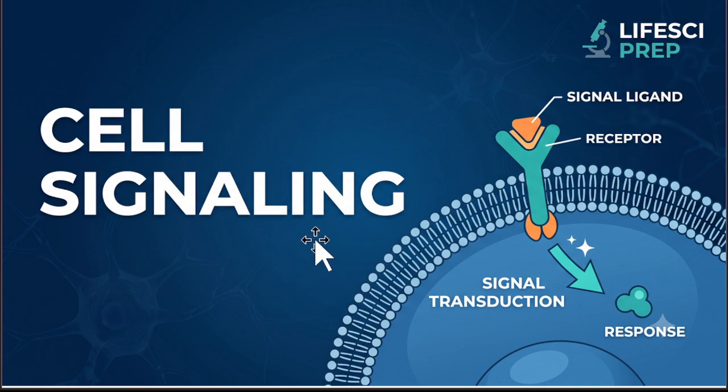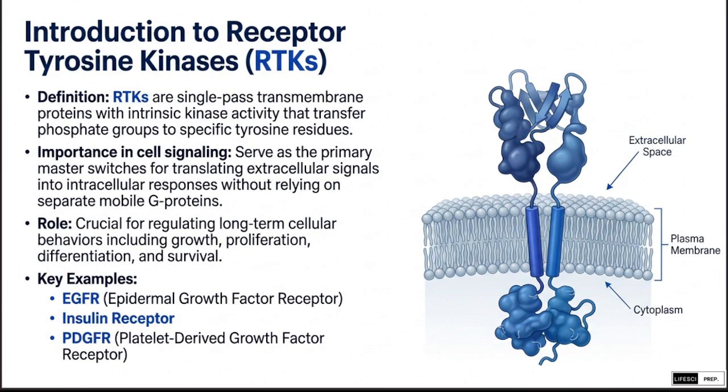Let's start the next class about cell signaling. As you have read before about cell signaling in class 4, this is class 5. In this class, we'll study RTK, receptor tyrosine kinase. What is receptor tyrosine kinase?